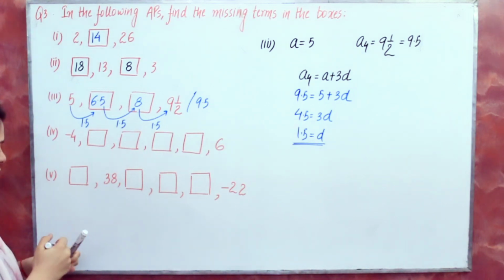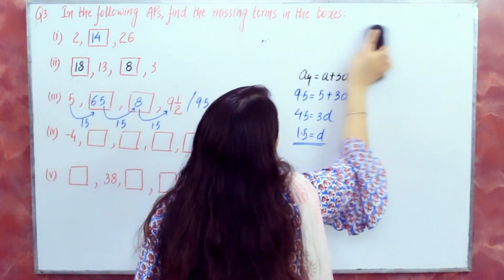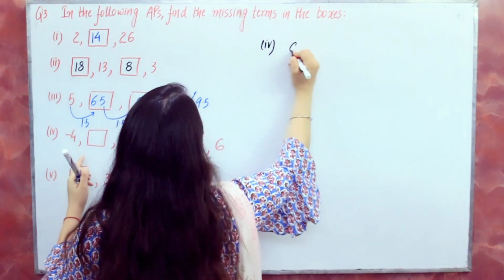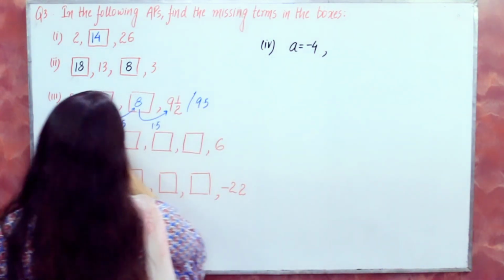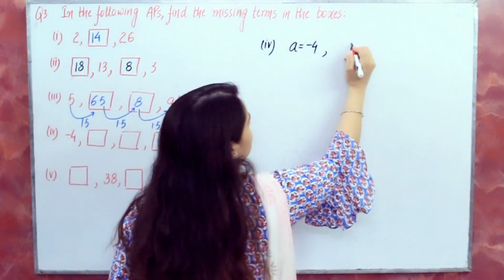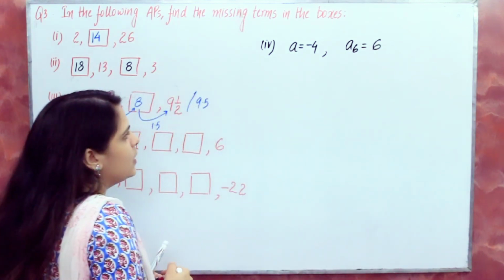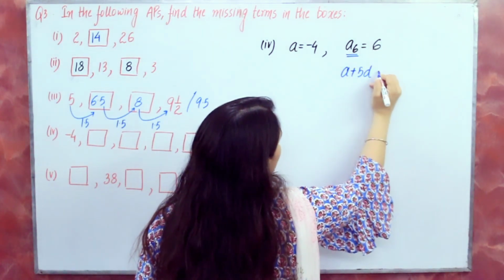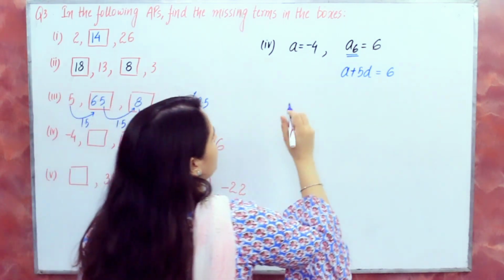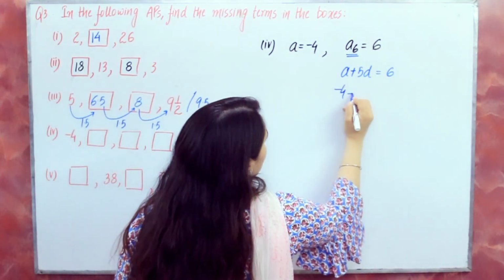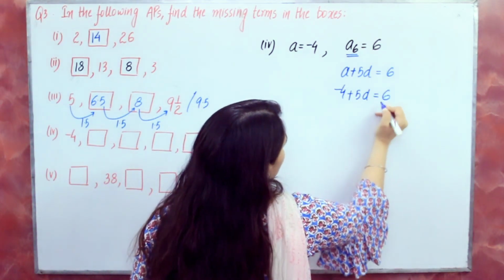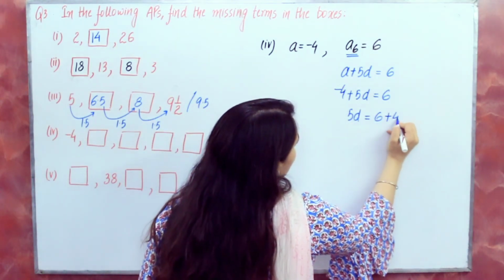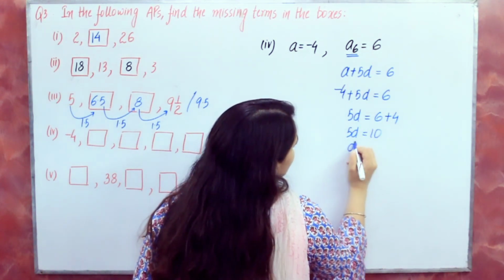Now we will solve our fourth part. In fourth part, first term is equal to minus 4 and second, third, fourth, fifth term you have to find, and we have sixth term is equal to 6. So you can use the formula for A6. A6 is equal to a plus 5d. A plus 5d is equal to 6, and value of a is equal to minus 4, so minus 4 plus 5d is equal to 6. Now I'll shift this minus 4 to right hand side. 6 plus 4, 5d is equal to 10 and d is equal to 2.